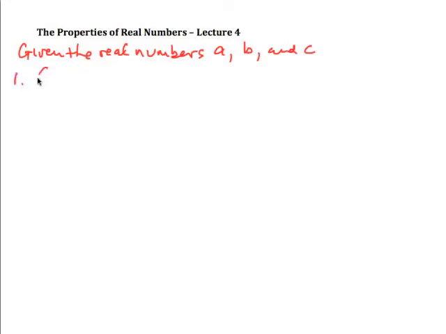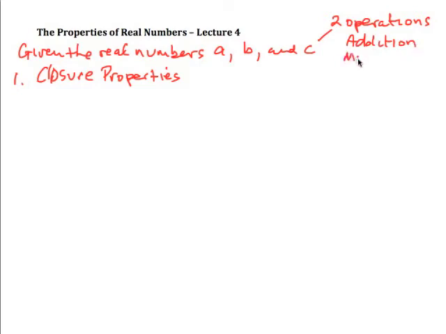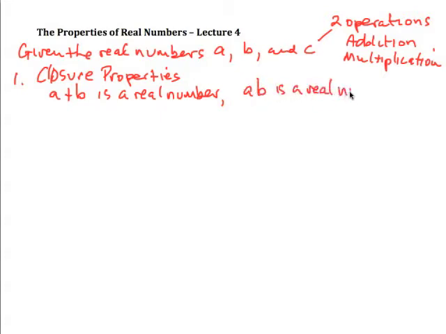Right, so we have the first property, which is what we call a closure property. And we really have two of them because we're talking about two operations: addition, and multiplication. If I have two numbers and I add them together, I produce a real number. Likewise, if I do A times B, this also produces a real number. This is called the closure property, so we don't get something strange happening. Add two real numbers, I get a real number. Multiply two real numbers, I get a real number.